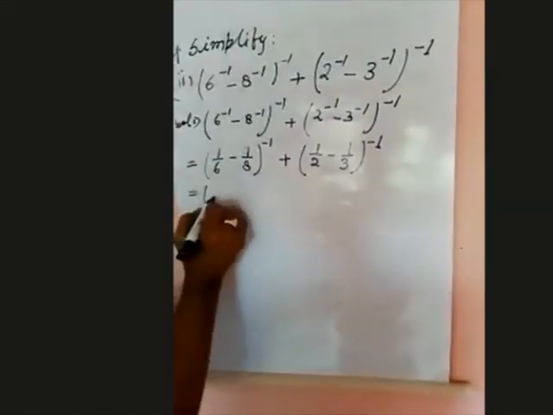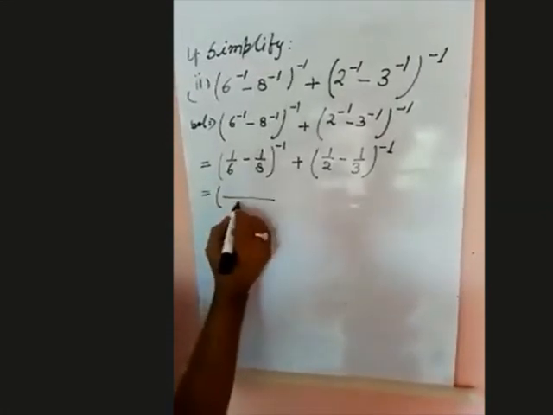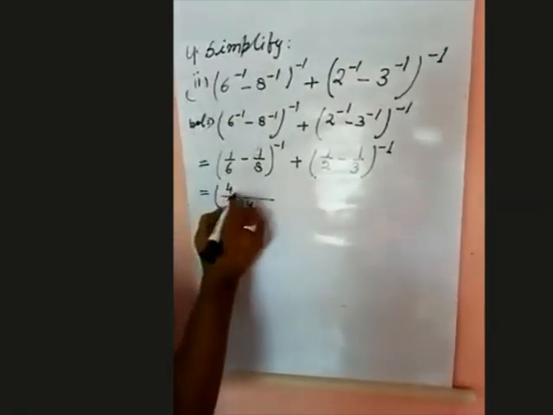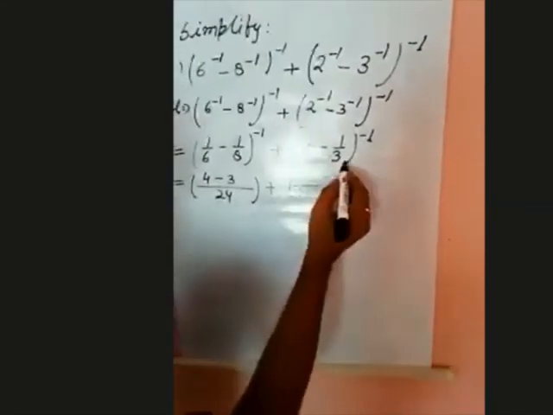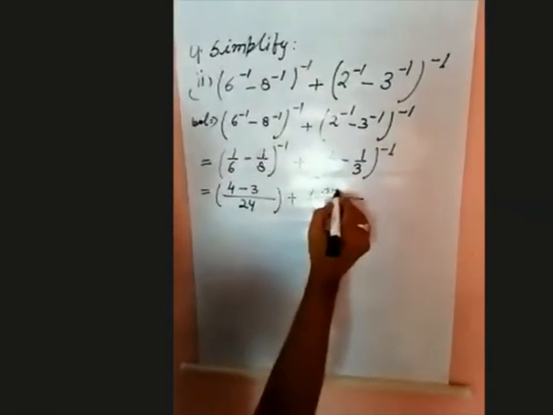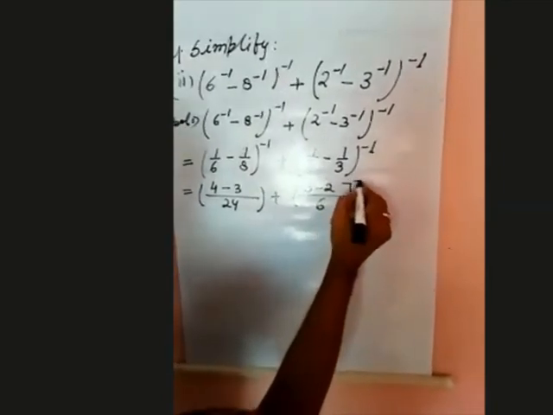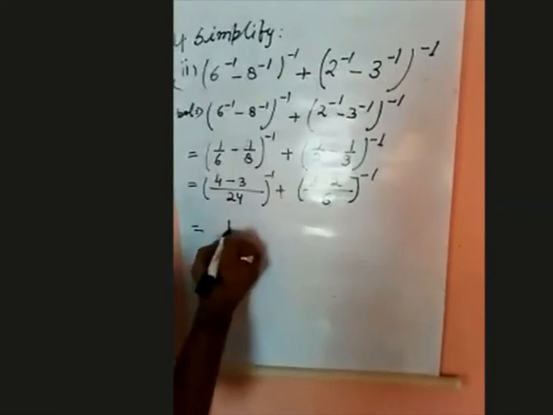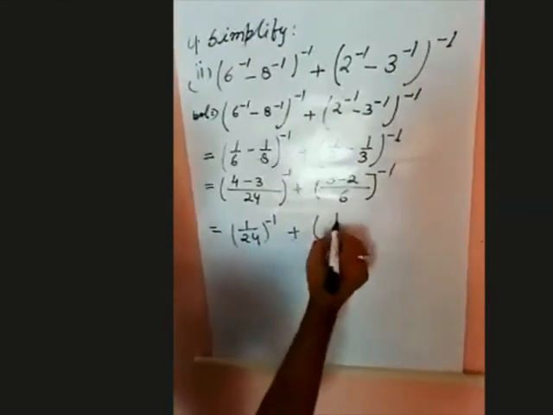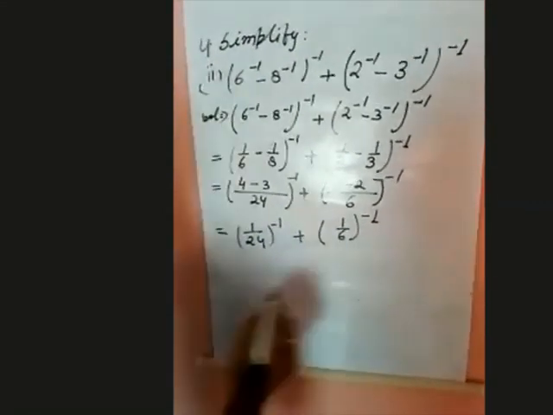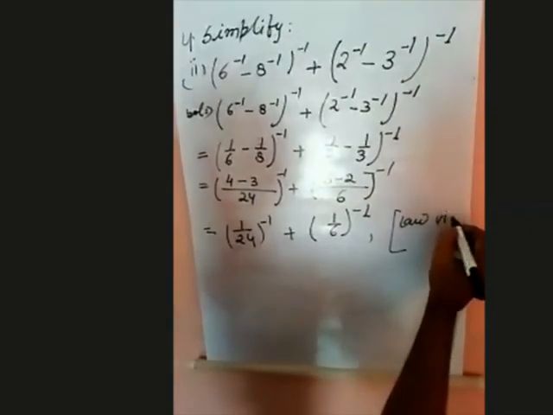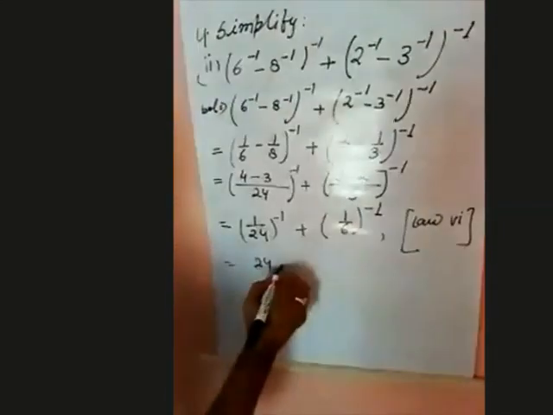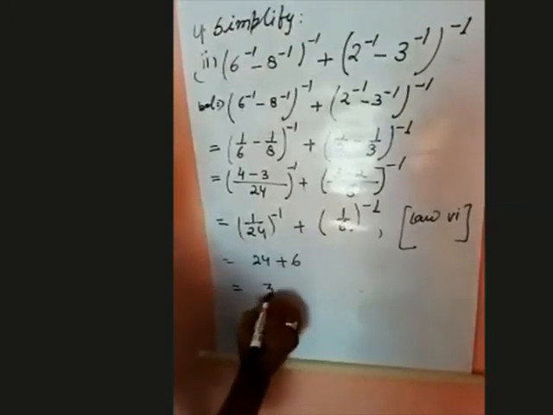Here the LCM of 6 and 8 is 24: 6 fours are 24, 8 threes are 24, giving (4 - 3)/24. The LCM of 2 and 3 is 6, giving (3 - 2)/6. So it equals (1/24)^-1 + (1/6)^-1. Using the sixth law, that is 24 plus 6 equals 30.